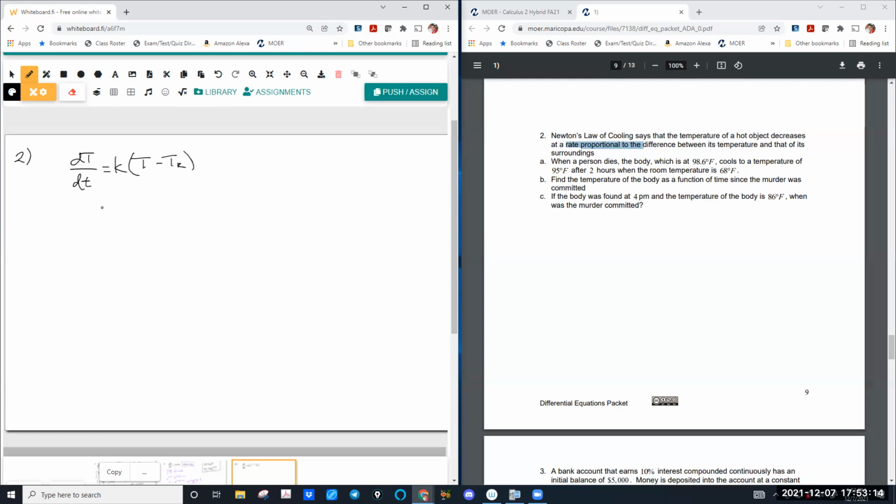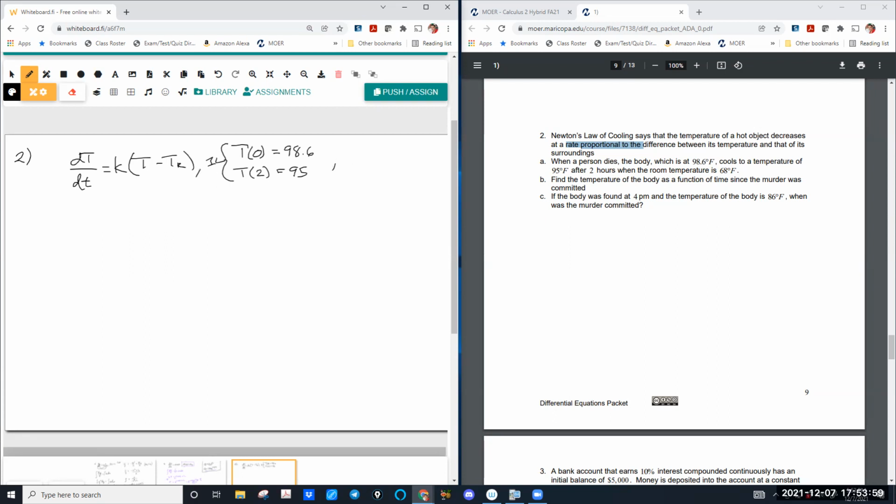Okay, let's talk about how we would go about solving this one, and then I'm going to cut you loose to solve. Let's talk about what we know and what we don't. All right, so now when a person dies, the body, which is at 98.6 degrees Fahrenheit, cools to a temperature of 95 after 2 hours. That gives us 2 pieces of information. That means initially, so at 0 hours past, the temperature is 98.6 degrees. And then again, at 2 hours, it's 95. These combined are our initial condition.